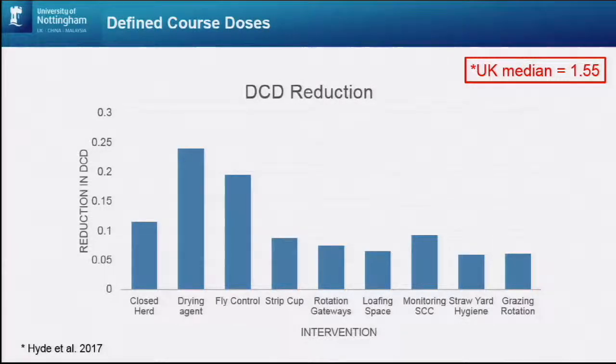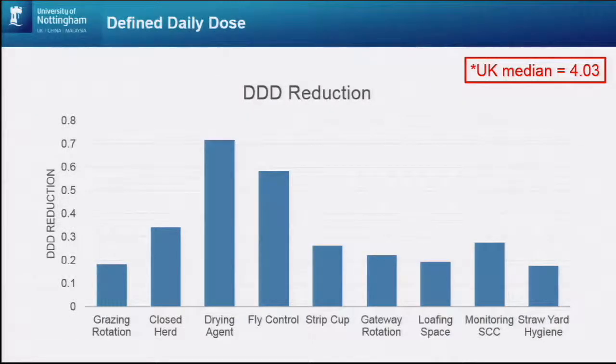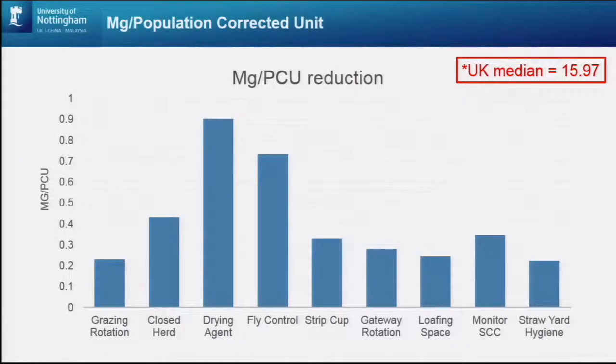I've tried to give it some perspective here, so that's the UK median for DCD, based on the most up-to-date literature we've got on that, which was published last year. So in terms of DDD, these are the sorts of reductions that we see, ranging from 0.2 up to about 0.7. And then in terms of milligrams per PCU, these were the sorts of reductions that I got to, ranging from about 0.2 up to about 0.9. So this work is ongoing. There'll be a bit more of this to come out, but I wanted to present some of the preliminary findings to you here today.